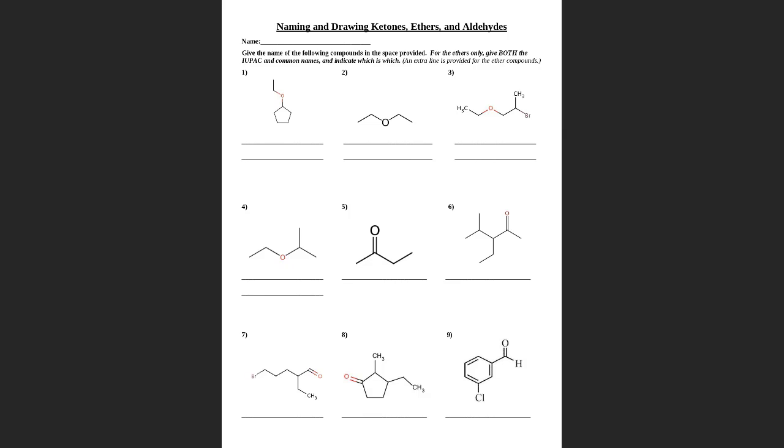Actually, what I should say is there's two different ways to name ethers. There's the common way and there's the IUPAC way. Now, the IUPAC way is a little bit more complex, but most professors only want you to do the common way of naming it. So, let's go ahead and just jump right into this, shall we?